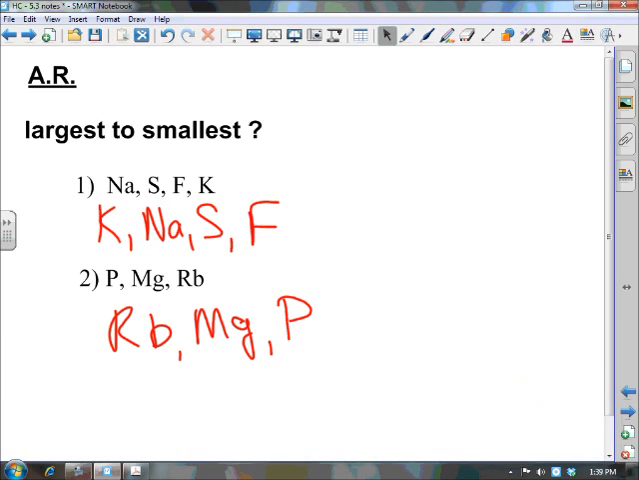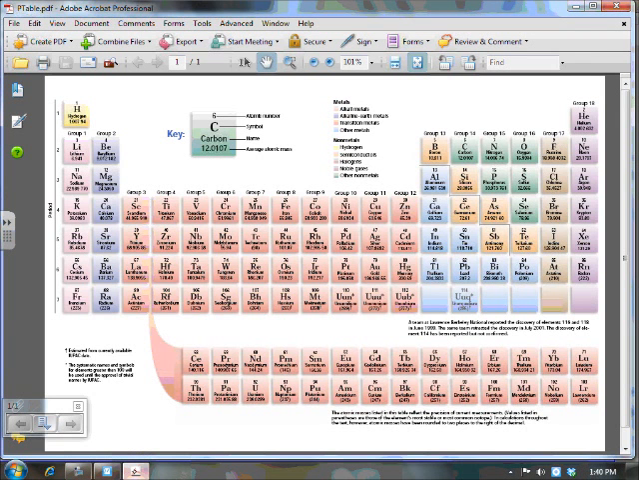Okay, so the elements that I had you rank are right here. As you can see, the answers are potassium, sodium, sulfur, fluorine, rubidium, magnesium, and phosphorus. Now, real quickly, why is that the order? Well, if we go to our trends, let me pull up the periodic table here. If we go to our trends, we have sodium, we have potassium. And basically, here's how I'd approach it. Just pick two at a time, and based upon the trend, decide which one's larger. Sodium and potassium are in the same group. Therefore, potassium is larger. Okay.